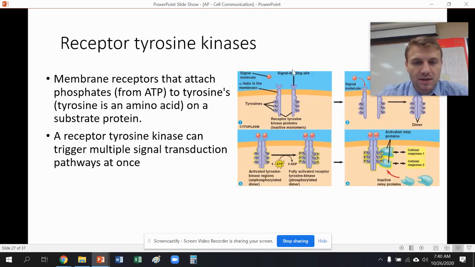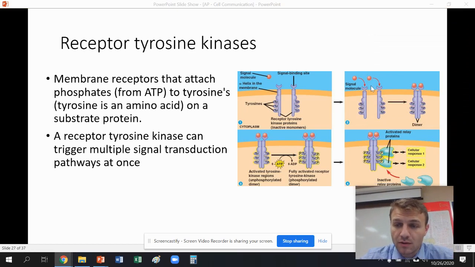Tyrosine kinase receptors are a type of protein where there's going to be two of them, and once the ligand bonds with both, these two receptors are going to come in contact with each other and form what's called a dimer. Once that dimer is formed, it's going to allow tyrosine, which is an amino acid, to bond with a bunch of phosphate groups. Once those tyrosines are bonded with a bunch of phosphate groups, they're going to create, again, cellular responses. Looks really complicated, and it is.